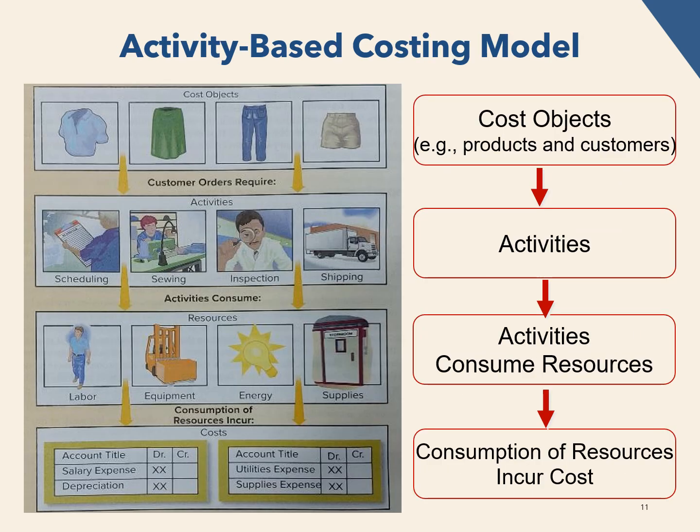This is an activity-based costing model. Cost objects can be products, customers, or services. Activities required for making the products or providing the services need to be identified. For example, for clothing making companies, scheduling for production, sewing, inspection, and shipping are activities. These activities will consume resources, which then incur costs.